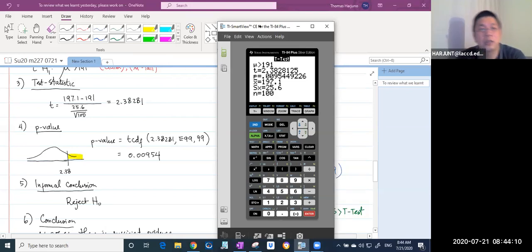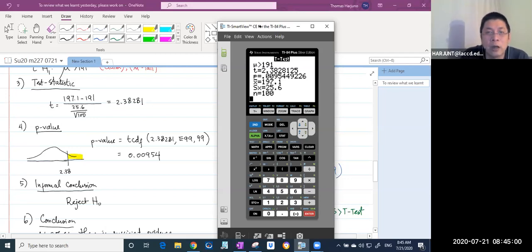Our t test statistic is 2.38281. Our p-value is 0.00954. Now there's a chance that your p-value is a bit off if you compare to my old solutions in my old tests. That's because we use a table, and in our table the degree of freedom actually varies. If we use a calculator, we can use any degree of freedom. In our textbook table, the p-value we use may be an approximation, depending on what degree of freedom we have on our table.